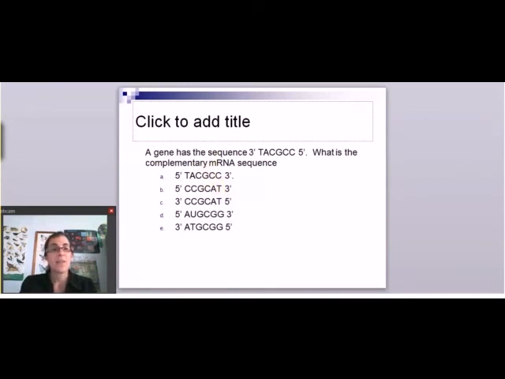Practicing making sequences here: if a gene has the sequence 3' TAC GCC, what is the complementary mRNA sequence? Well, remember that RNA has to be anti-parallel to the DNA template too. It's going to be made 5' to 3', so moving to the right in this case. And then I make base pairs just like we did with DNA. T pairs to A, and then A pairs to, in RNA, a U. This is one important difference between RNA and DNA: there's a U instead of a T. C pairs to G, G pairs to C, C to G, C to G. So the sequence here should be AUG CGG.